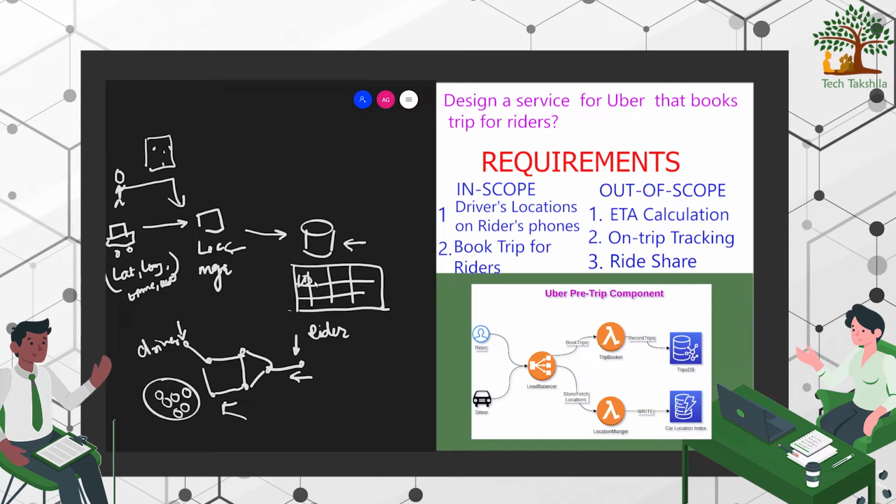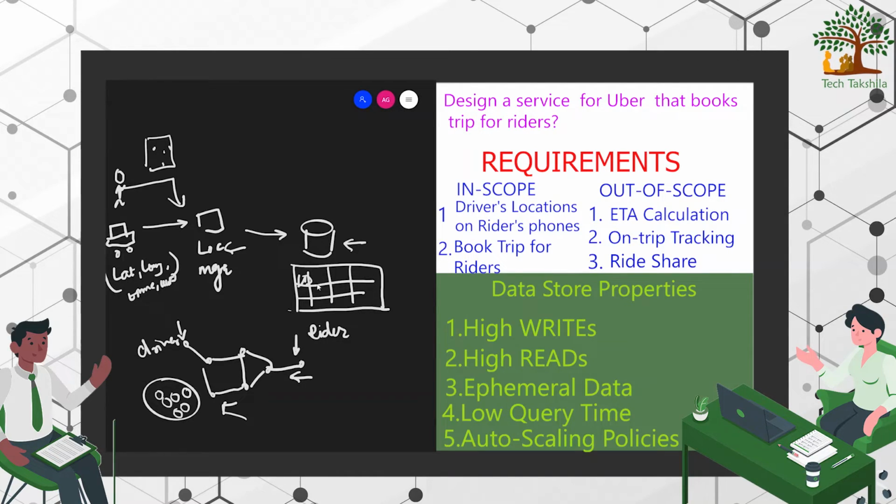Okay, makes sense. Can you summarize the properties for this data store? Yeah, sure. So this data store should support high write and read load. It should support ephemeral data. It should also have low query time, and then we can apply custom sharding to scale out the data store, since I'm hoping that when there is a search, we might need to scale up or down these cells that we have drawn here. Yep, that sounds correct.